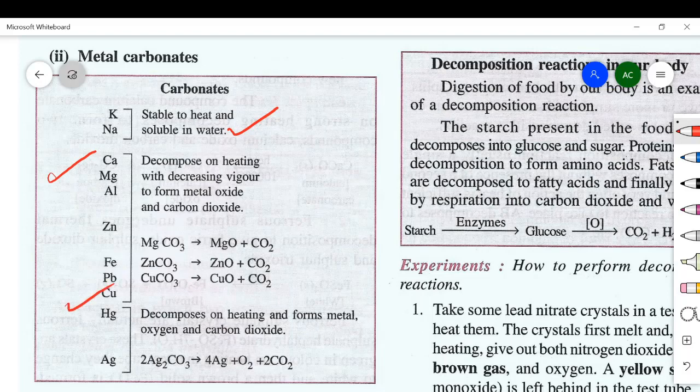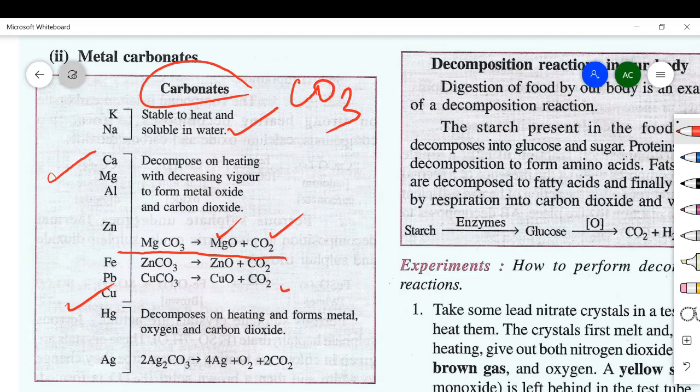When you decompose their carbonates, they will form metal oxide and carbon dioxide will be released. Look at the example. Magnesium carbonate when heated will give you its metal oxide, that is magnesium oxide, and carbon dioxide gas will be released. Carbonate है ना, तो CO3 है, तो कौन सी गैस इसमें से निकलेगी? It is carbon dioxide. This is very common, you just have to think that if carbonates are heated, the gas evolved will be carbon dioxide.